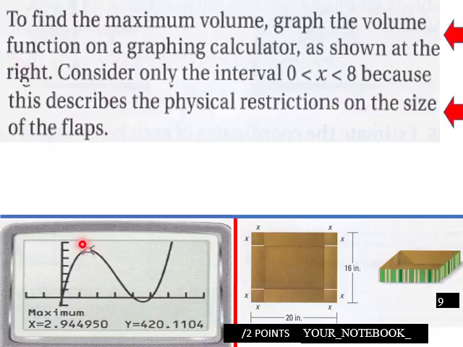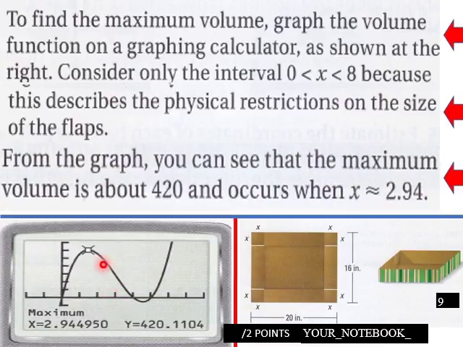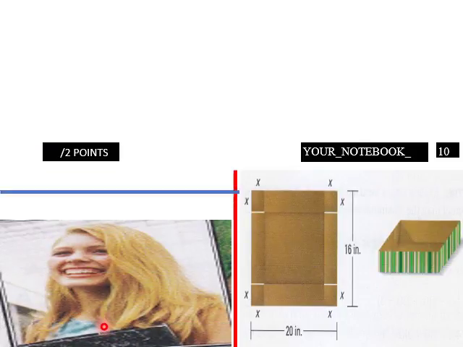But anyway, we have a max here. We don't have to even worry about that. You can see the maximum volume is about 420 when x equals 2.94. So when x equals 2.94 on our curve, we have a y value of about 420. That's when we max on our function there.